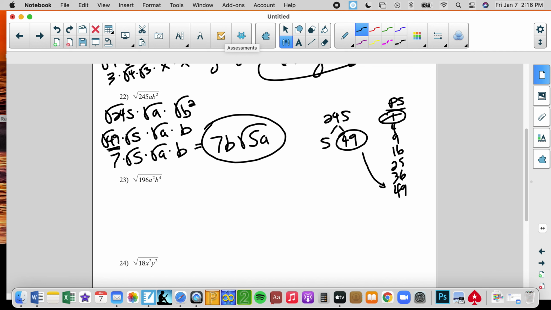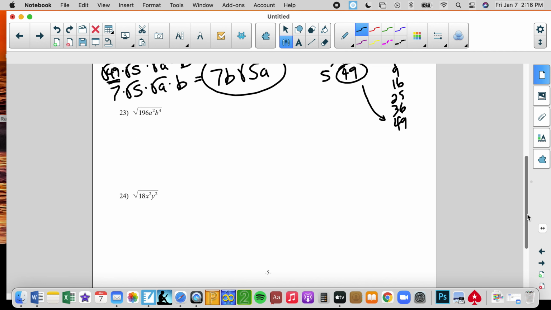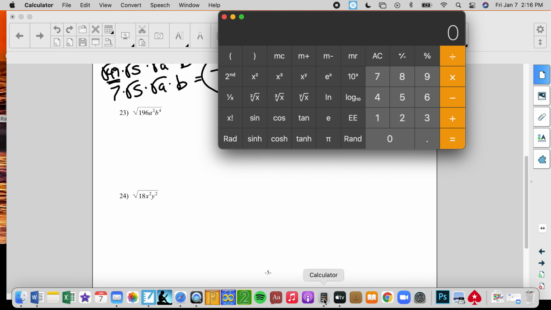So these are the nitty-gritty ones. These are probably the hardest ones. So this is really your test. If you're getting these right, then you're going to be prepared.